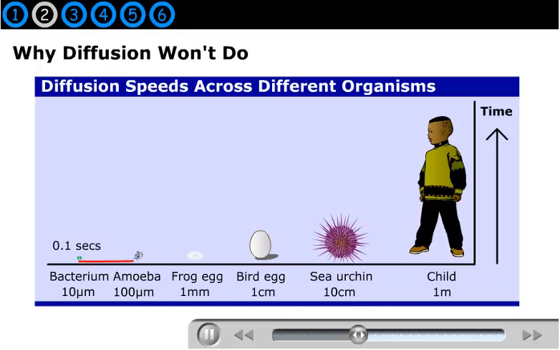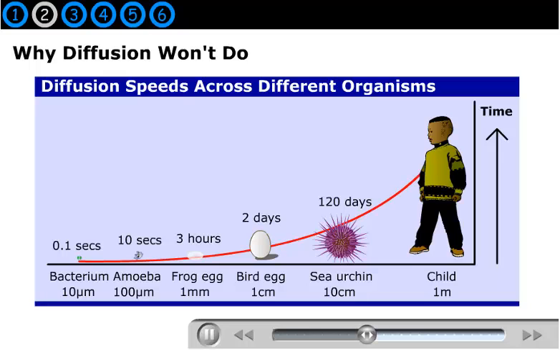Calculations show that the movement of a small molecule across a large cell can take as long as 10 seconds. To diffuse the same molecule a distance of 1 meter, or the height of a child, would take 32 years. The rule of thumb is, if you can see an animal with the naked eye, it won't rely on diffusion, and it'll have a more complex circulatory system.